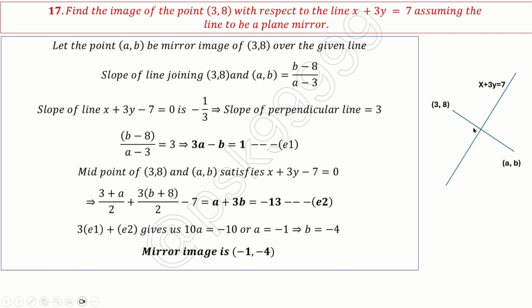Second equation is the midpoint of these 2 points lies on x plus 3y equal to 7. Because this is a mirror image, it will be equidistant from here. This distance is same as this. So that means this point is the midpoint of 3 comma 8 and a comma b. So what is that midpoint? 3 plus a by 2 and b plus 8 by 2. If I substitute this one, I'll get a plus 3b equal to minus 13. So these are my two equations. If I solve them, I get the mirror image a comma b as minus 1, minus 4. Next.